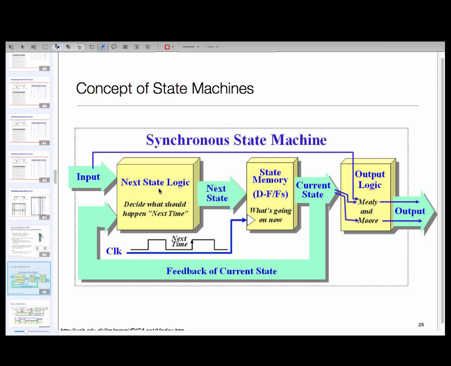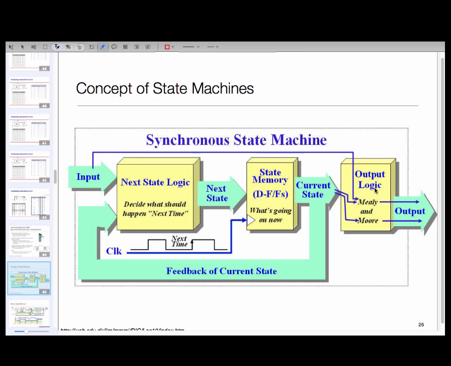That combinational logic, remember, had two parts, one which was deciding the next state and the other which was deciding the output. We have split it out here. So I have this next state logic, which basically decides what should happen the next time, and this output logic which decides what the output is. The next state logic takes two things as input: the input coming from the outside world, and the feedback of the current state. Based upon those two, it decides the next state.